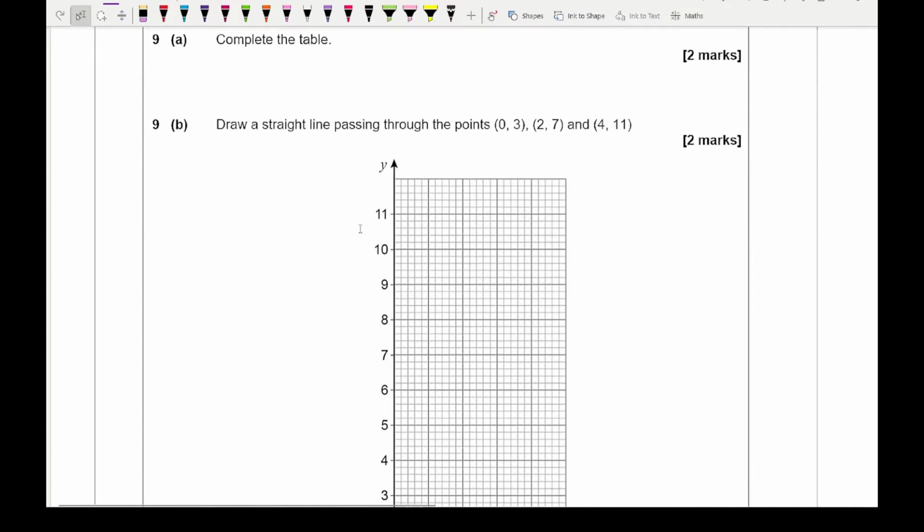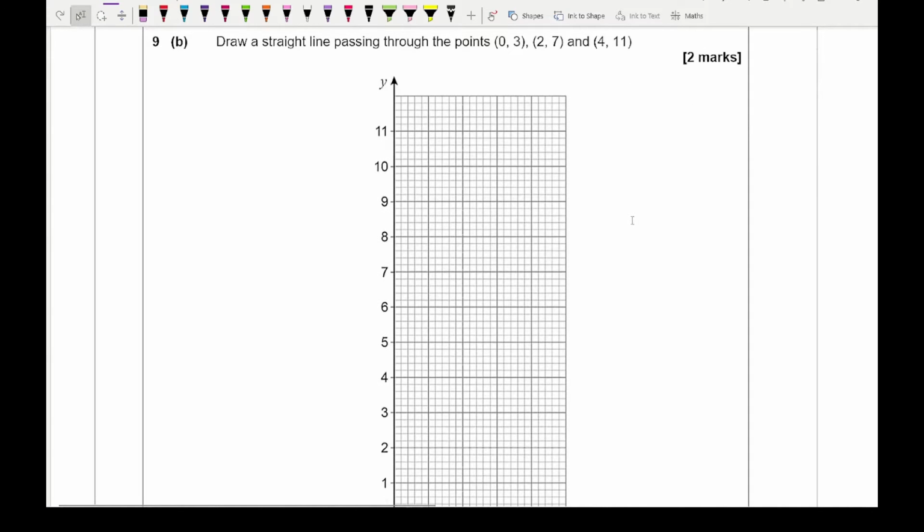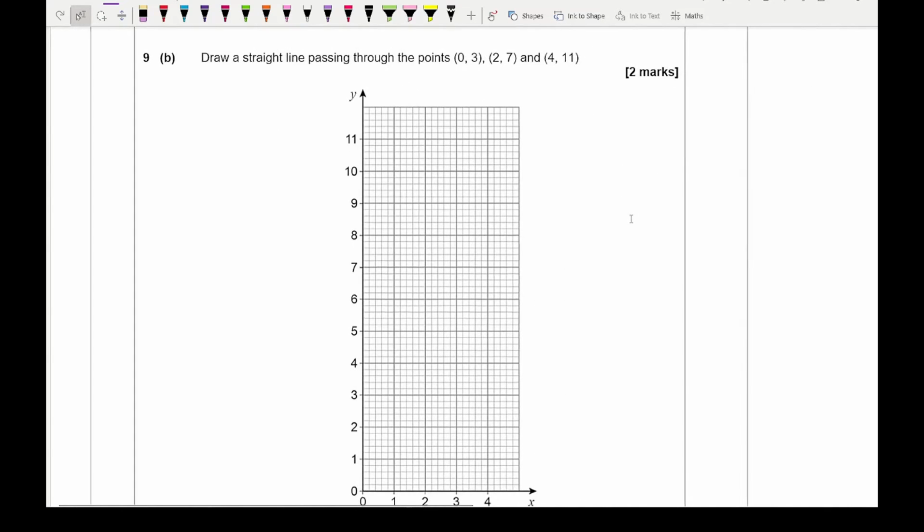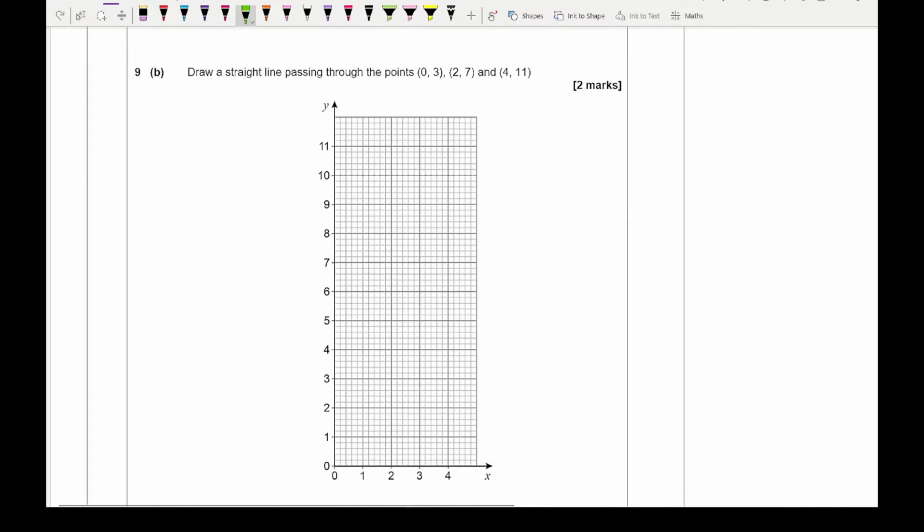For 9b, it says draw a straight line passing through the points 0, 3; 2, 7; and 4, 11. If I just zoom out so we can see the scale and the coordinates, 0, 3. Again, we're going along the corridor, and so we've got 0, 3, 2, 7, which is there, and 4, 11, which is there. And it should make a straight line, which it does.